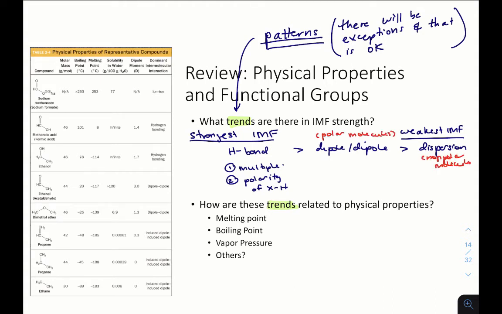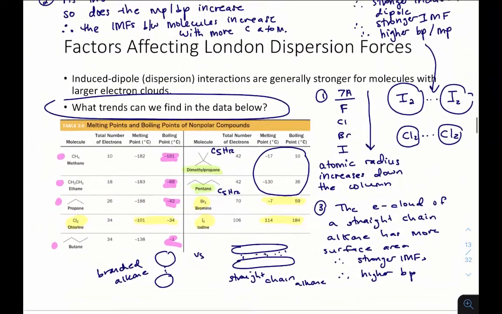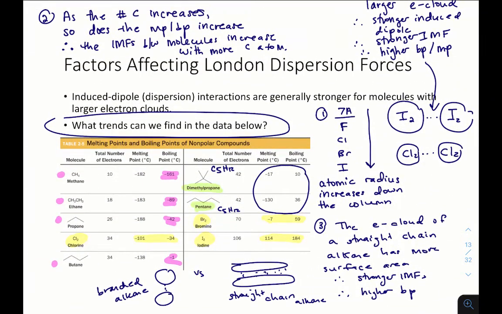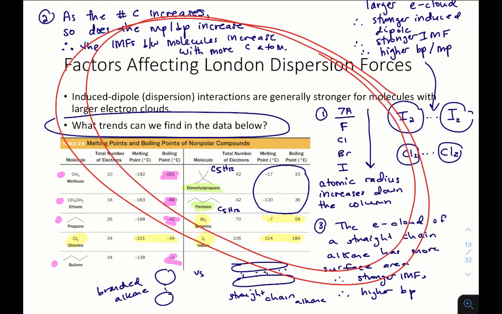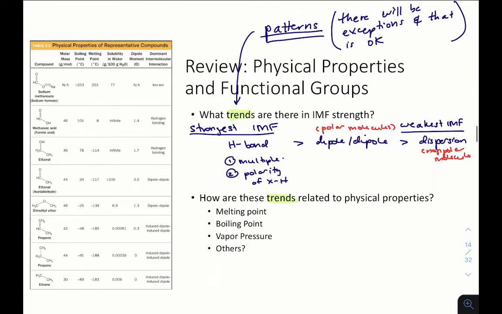It was demonstrated by the data on the previous slide that the size of electron clouds really affects the strength of London dispersion forces. Generally, the larger the electron cloud, as indicated by each of these three sets of molecules that we discussed, the stronger the London dispersion forces are.